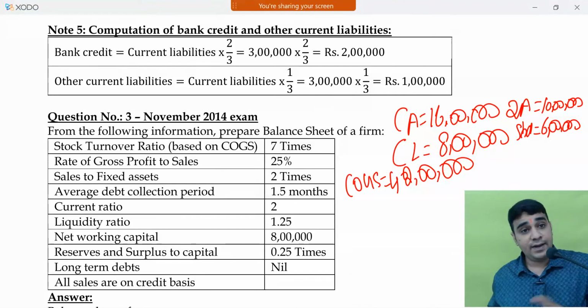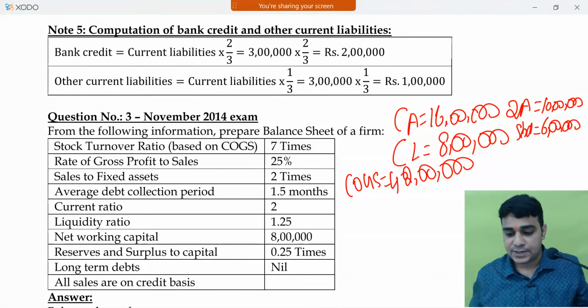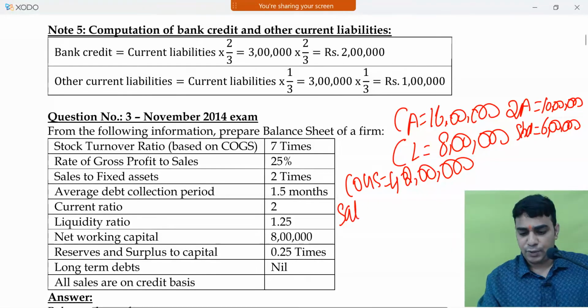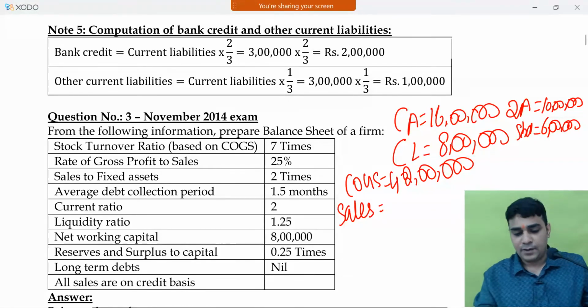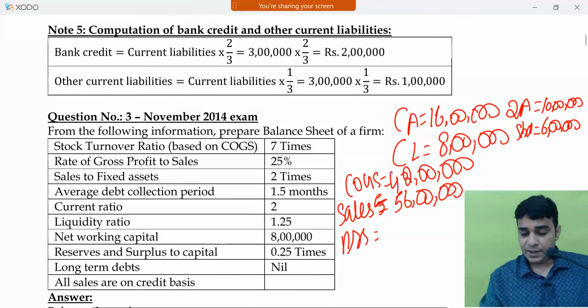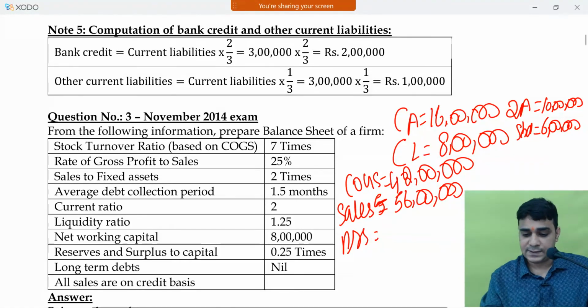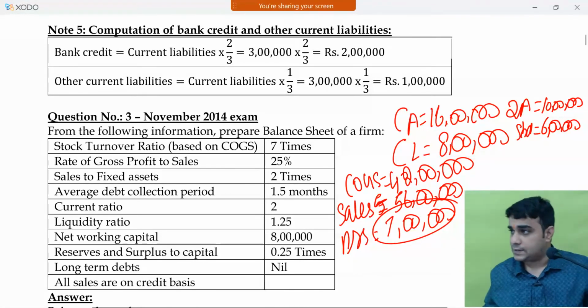GP margin is 25% of sale, which means COGS is 75% of sales. Can you tell me sales is how much? 42 lakh by 75%, 56 lakhs. And using this 56 lakh, debtors is into 1.5 by 12, which is 7 lakhs. Clear? Any doubts on this?